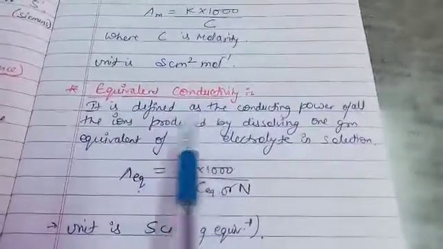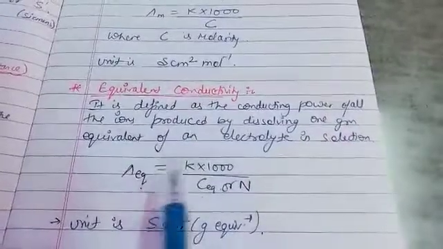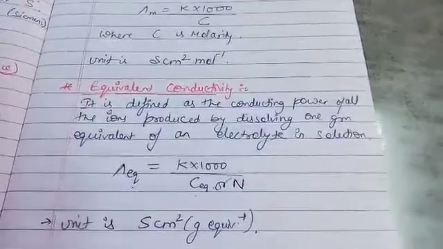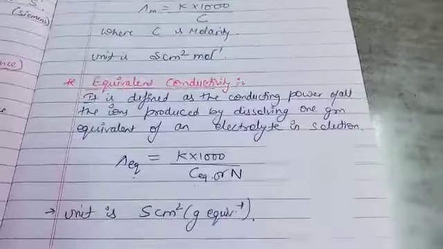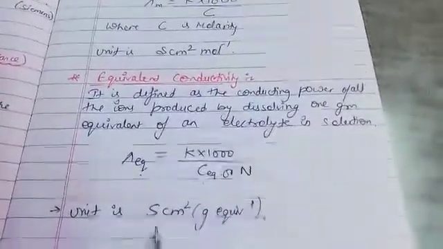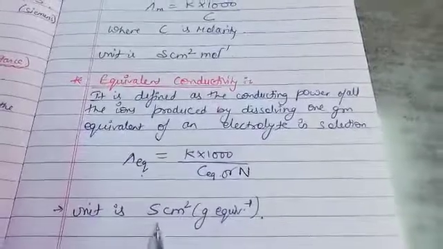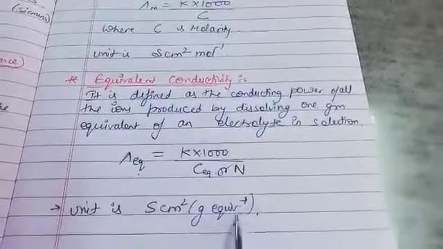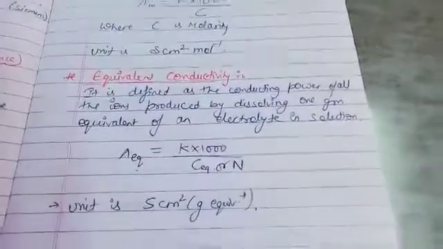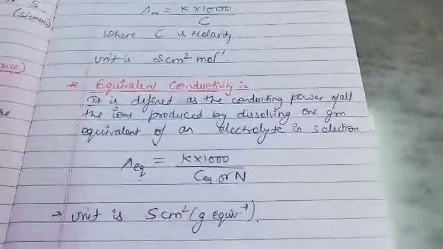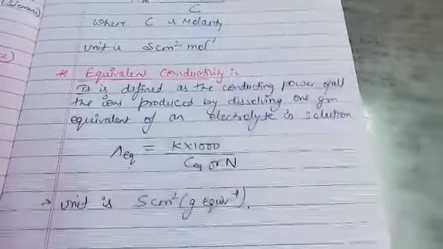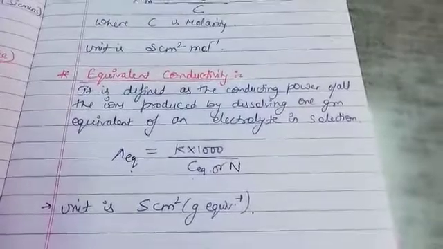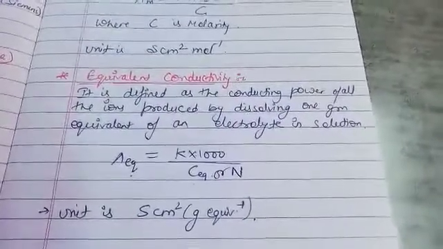The definition is the same. It is defined as the conducting power of all the ions produced by dissolving 1 gram equivalent of an electrolyte in solution. That is known as equivalent conductivity or equivalent conductance. The unit is Siemens centimeter square gram equivalent inverse. Instead of mole inverse it is gram equivalent inverse. But in this portion molar conductivity is more important in comparison to this, though both are almost the same. Revise or learn all the formulas, because we will do numericals on this basis. Thank you.